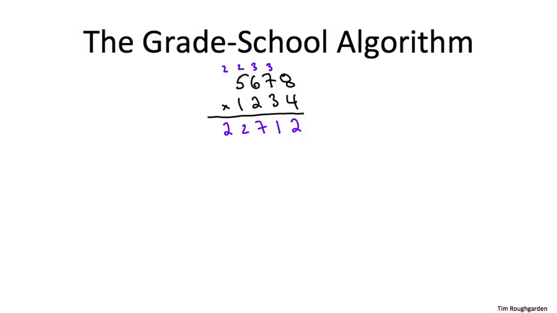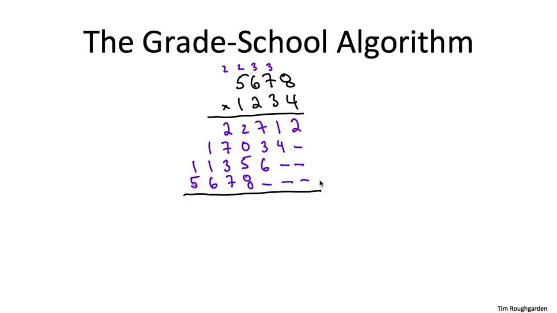When we do the next partial product, we do a shift. Effectively, we add a 0 at the end, and then we just do exactly the same thing. And so on for the final two partial products. And finally, we just add everything up.